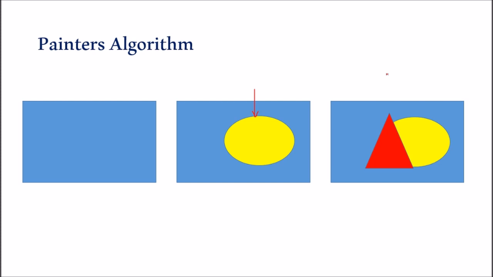So you are drawing the farthest object first and the nearer object last. Because of the nearer object, some part of other objects may get hidden. So this is all about Painter's algorithm. It is very easy to understand and easy to implement also.